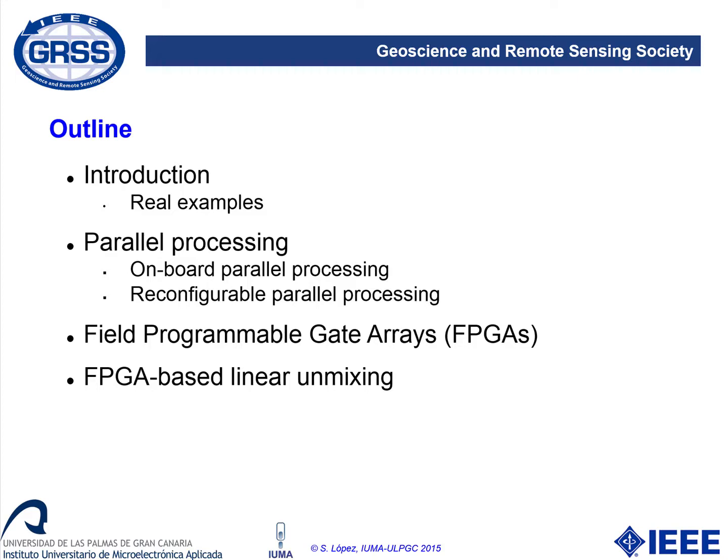Then I will introduce some basics about field programmable gate arrays, FPGAs, which have become very important in this area. And then finally I will present an example about linear mixing, which is, as you may know, one of the most important algorithms or processes that we normally apply to hyperspectral images. In particular, we introduce one design that we have made in our research group, which is based on an FPGA.